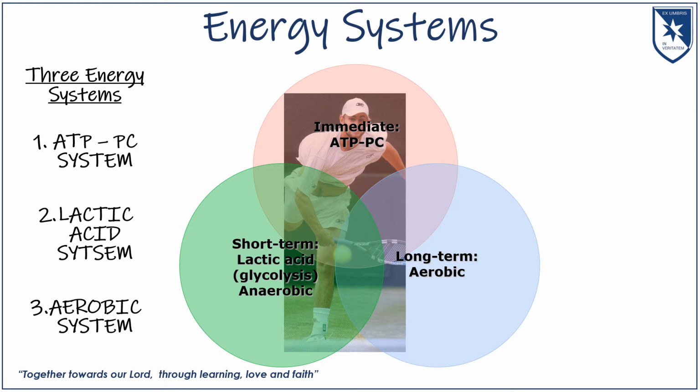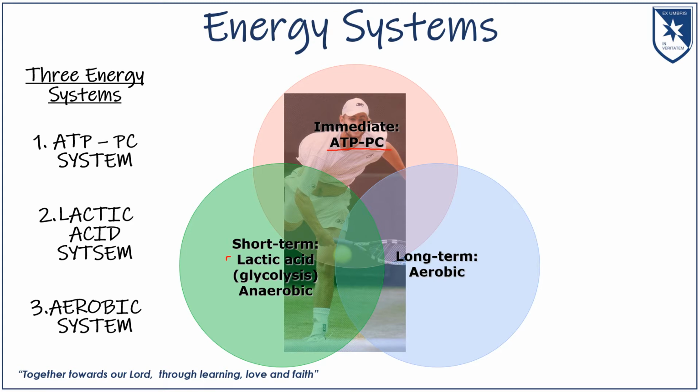So we have three energy systems that we actually use in our body. In the first instance, we'd use our ATP-PC system, which we're going to look at today. In the shorter term, we'd look at our lactic acid, our glycolysis or anaerobic system. And in the longer term, we're going to look at using our aerobic system.